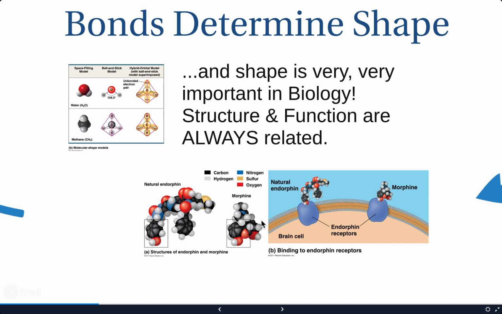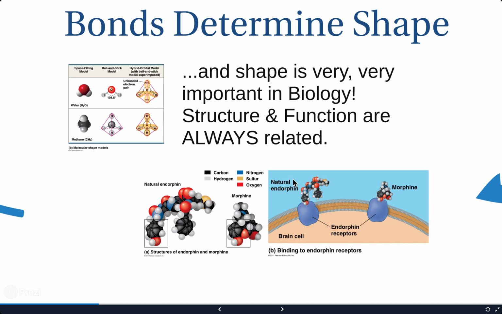One of the emergent properties that this hydrogen bonding allows for is shape. And like I've told you a million times, shape is very, very important in biology. Structure and function are always related. Shape determines function, and that's going to be what that object's job is.